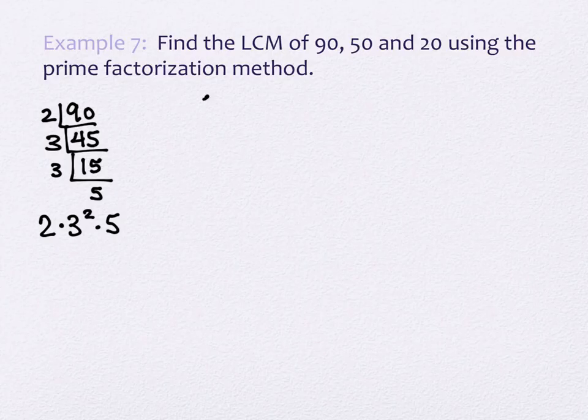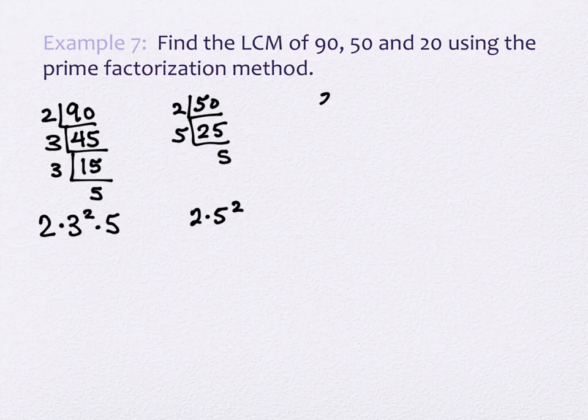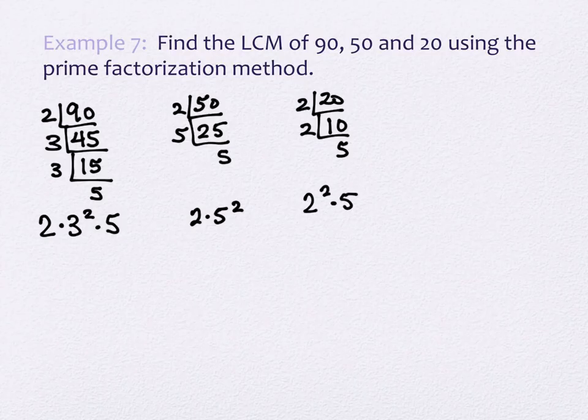Our next one is 50. What is the smallest prime that 50 will divide by? 2 again. 2 gives me 25. And then what? 5 and 5. So I have a 2 times 5 squared. The last one is 20. 20 divides by 2 again, just like the last ones do, to give me 10, which divides by 2 to give me 5. And this one is 2 squared times 5. Okay, so this is all the prime factors that we have.